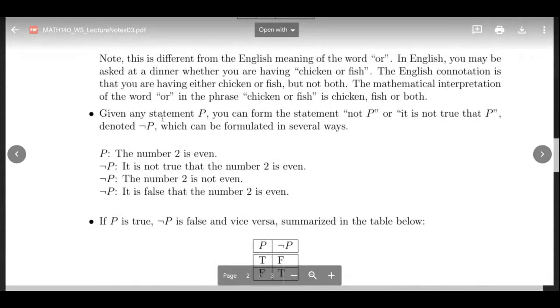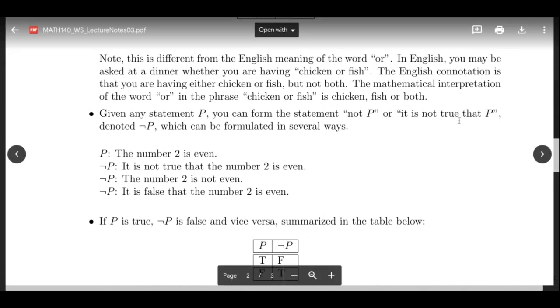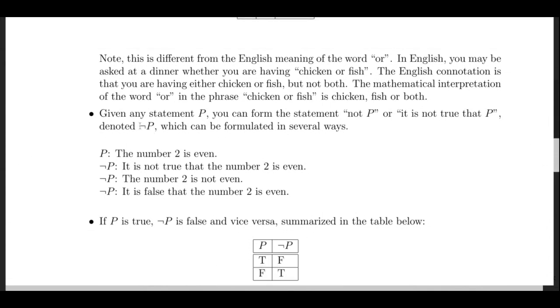Let's see these commands. Given any statement P, we can form the statement not P. We consider not as another command. So not P, basically we negate the whole statement, or it's not true that P. We denote it using this symbol, not P.